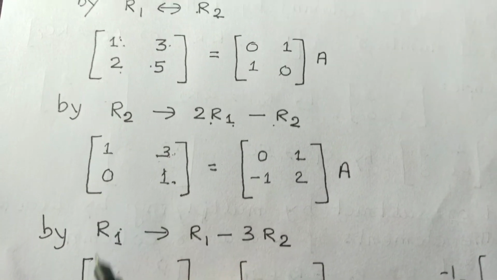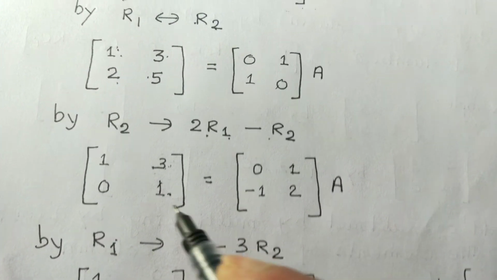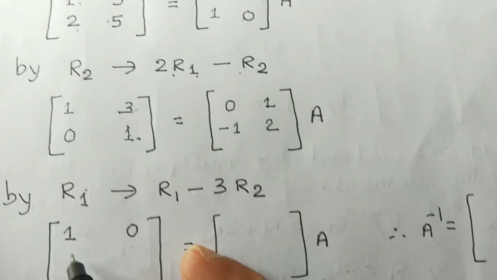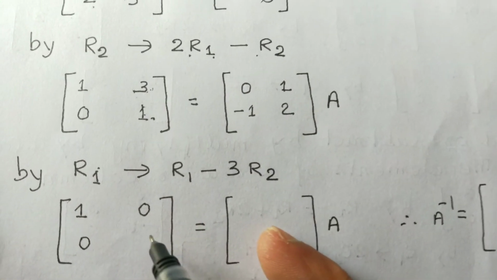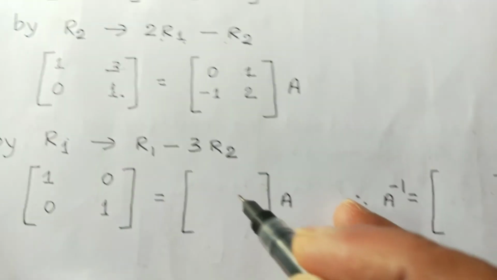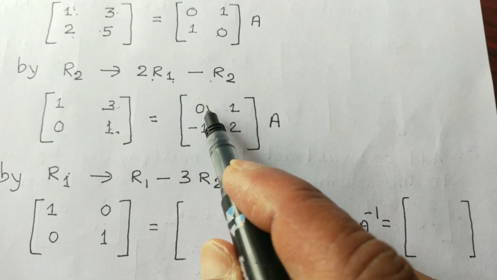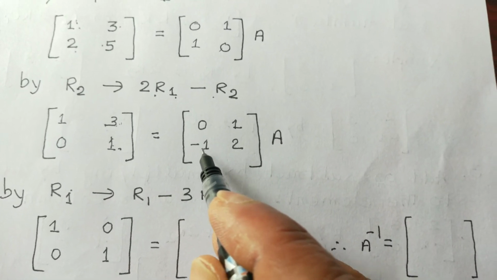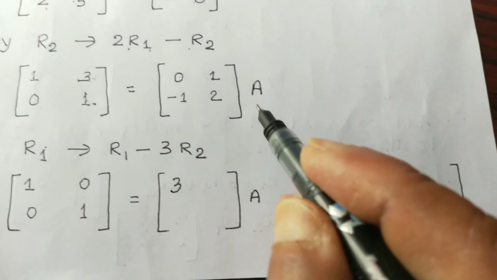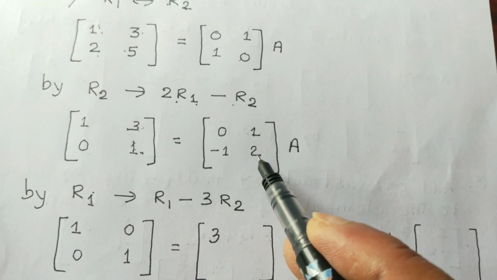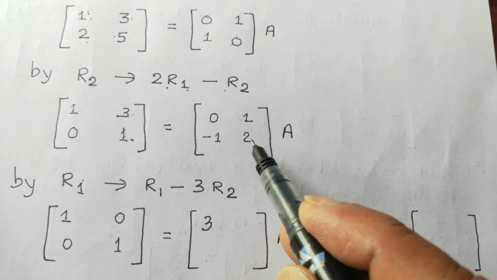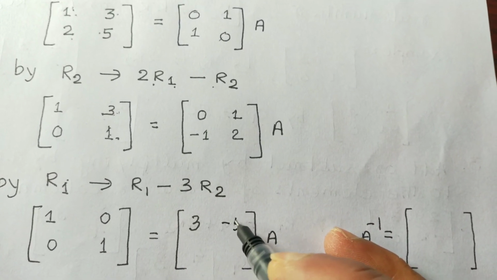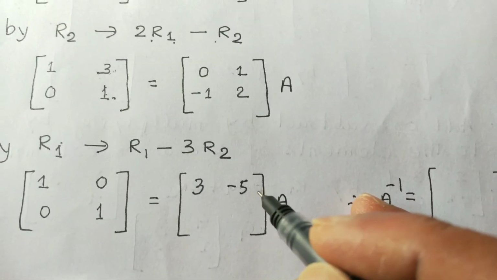1 minus 3 into 0, 1. Row 2 is not changing. So row 1 minus thrice of row 2: 0 minus 3 into minus 1, 3. Row 1 minus thrice of row 2: 1 minus 3 into 6, 1 minus 3 into 2, 6, so minus 5. Row 2 is not changing.